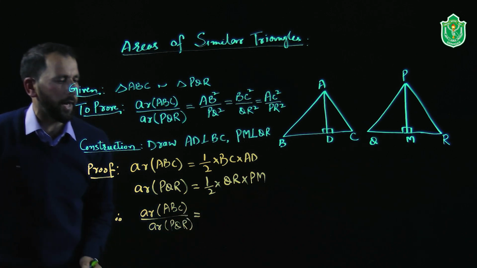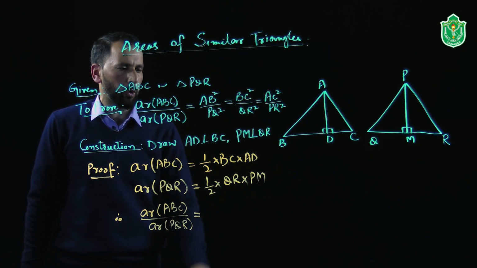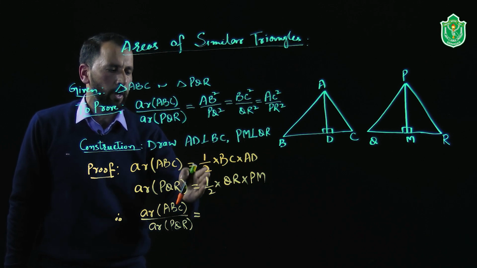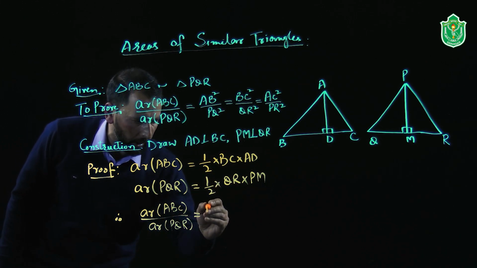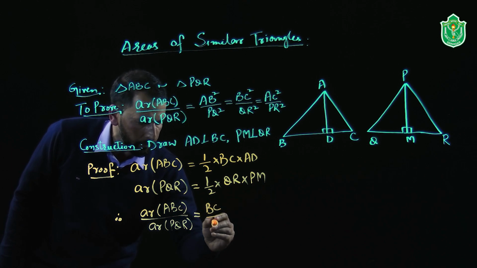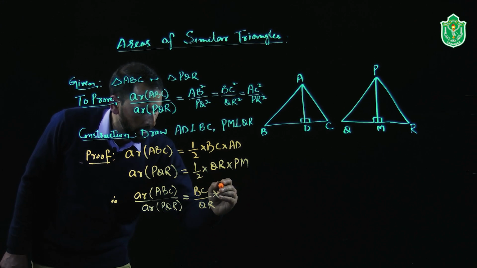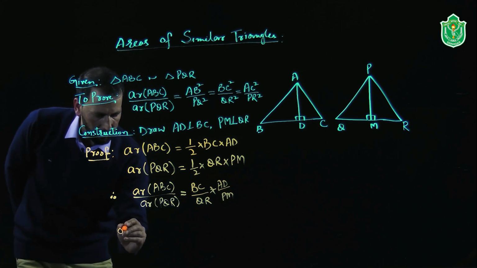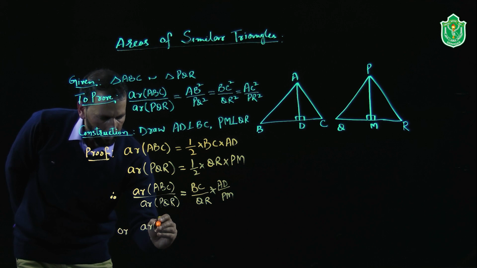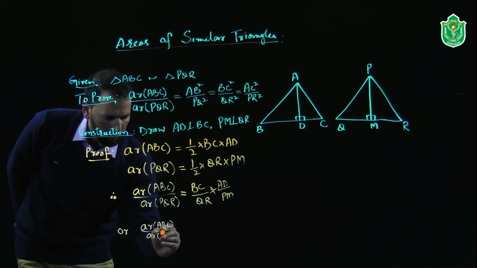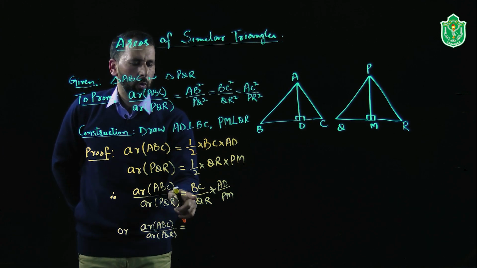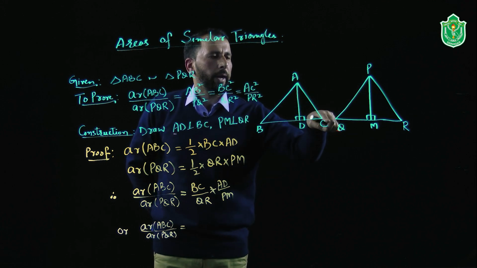When we divide, look at the right hand side of the above two equations, it is 1 by 2 and 1 by 2. If we put it in the division form, definitely 1 by 2 and 1 by 2 will cancel out, and we can write simply BC by QR is equal to AD by PM, or we can write area of ABC by area of PQR is equal to BC by QR, and we can write it as AB by PQ as well. Why?